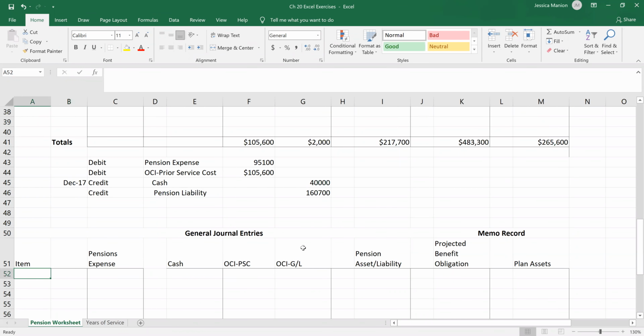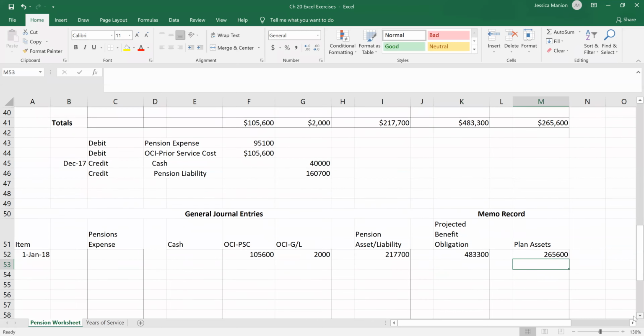So now we've got January 1 of 18 beginning balances. We've got this beginning balance in other comprehensive income. We've got the beginning balance in the gain and loss. We've got the beginning balance in the pension asset liability. We've got the beginning balance in the projected benefit obligation. We've got the beginning balance in the plan assets. All right, so we've got our beginning numbers in there.